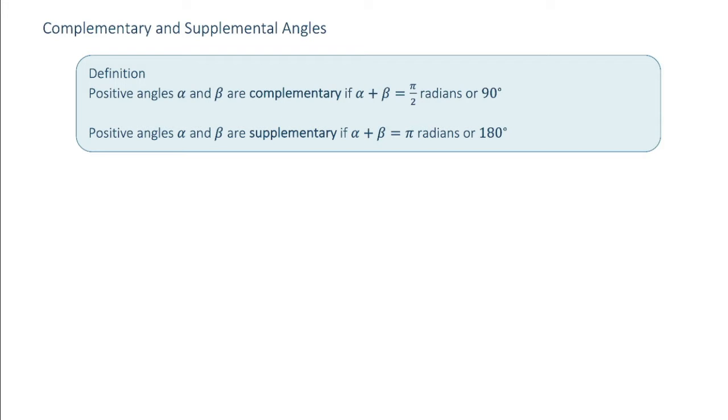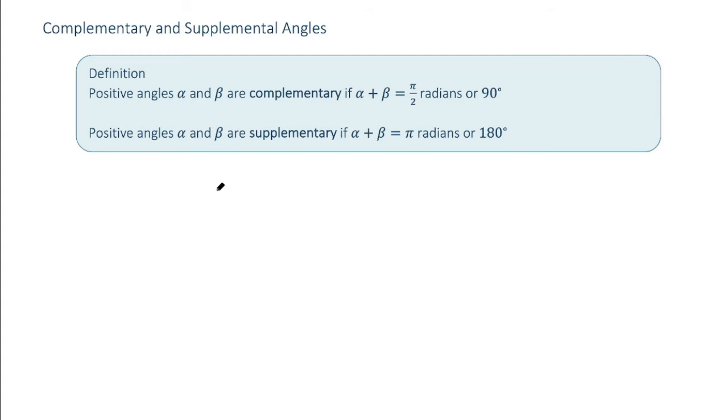Angles can have special relationships, and two of these relationships are called complementary and supplementary angles. So we say that two positive angles are complementary if, when we add them, we get pi over 2 radians or 90 degrees. Those two things are equivalent.